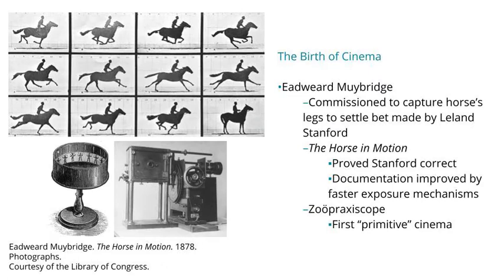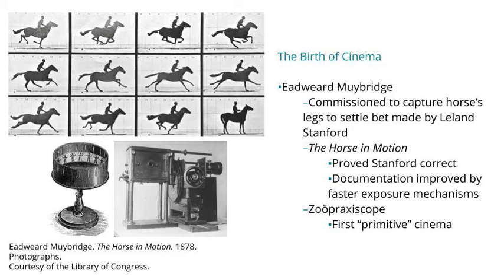The birth of cinema was actually so that someone could win a bet. It was Edward Muybridge, specifically, who commissioned a photographer to capture a horse's legs to settle a bet against Leland Stanford. It doesn't really matter who he was betting against, but basically he said, I bet you that there is some point when a horse runs where all of its hooves are off the ground. And he said, no way. And they were like, how are you even going to prove that?